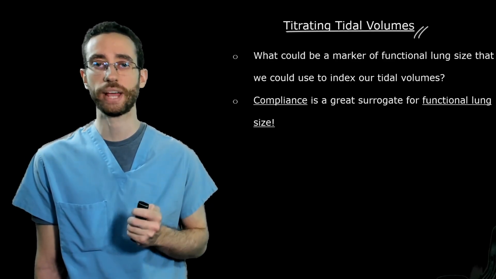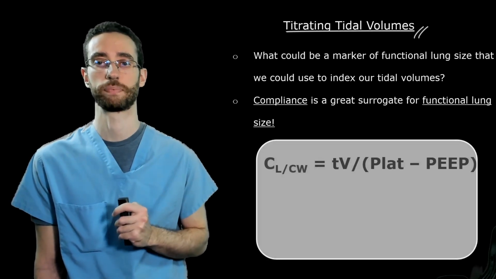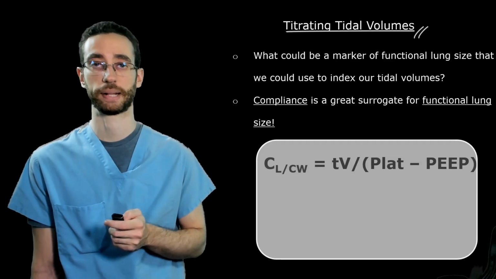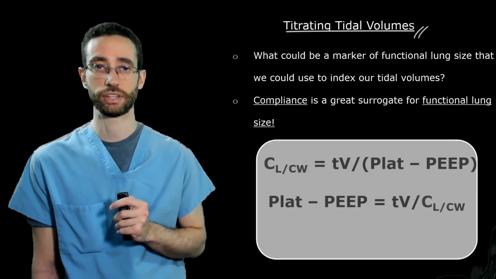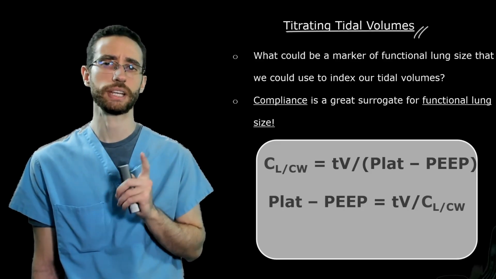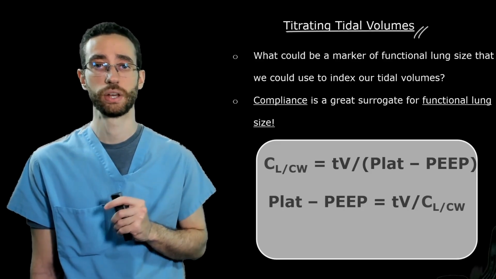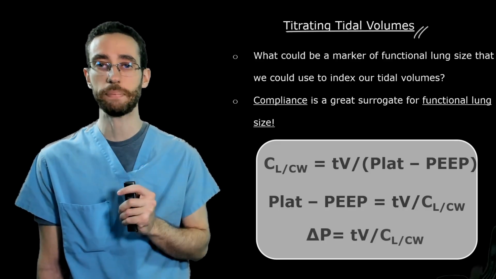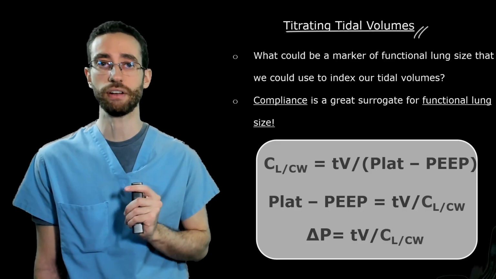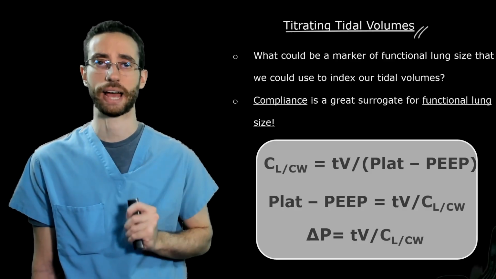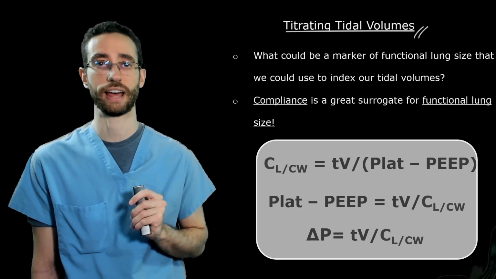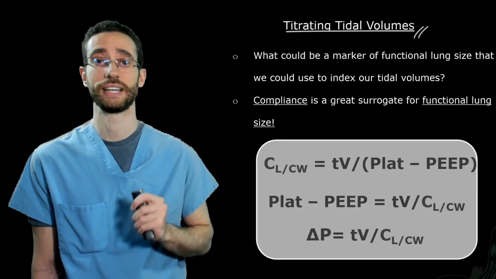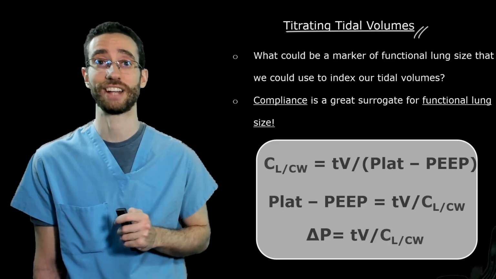Let's look at the equation for static or lung chest wall compliance. As you remember, it states that compliance equals tidal volume divided by the difference of plateau and PEEP. If we rearrange the terms here, we'll get that plateau minus PEEP equals tidal volumes divided by compliance. What we're saying here is that our driving pressure, plateau minus PEEP, is mathematically an expression of our tidal volumes indexed or corrected by compliance. So if you want to titrate your tidal volume by compliance, a marker of functional lung size, all you need to do is titrate it to a certain driving pressure.